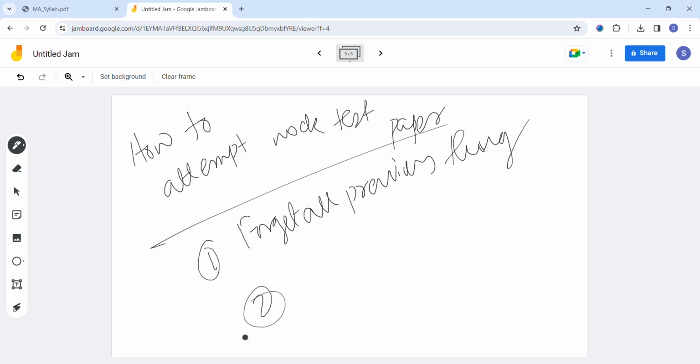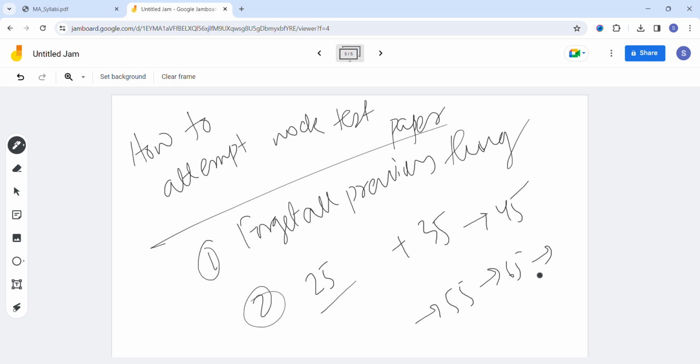Say you are going to start a mock test paper, you should not think that I will score 60. What you have to do, say first your target is clearing cutoff, that means try to get at least 25. That is enough to clear the cutoff. So first your motivation is to cross 25 marks, then your motivation is to cross 35 marks, then your motivation is to cross 45 marks, and so on, then 55, then 65, and so on. This should be the strategy.